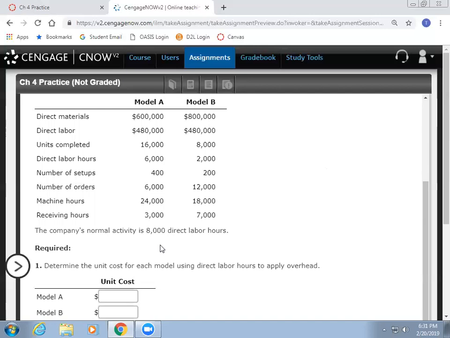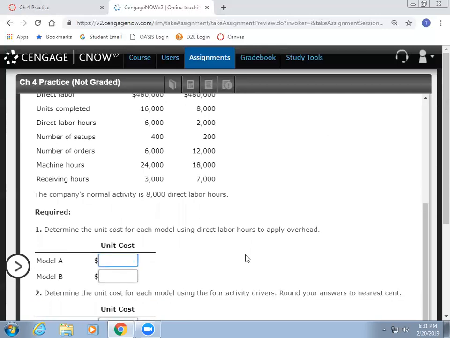Okay. So when we add all that up, we should get what, 2,640,000 divided by, we made 16,000 units. So total cost divided by 16,000 units. So model A costs $165 per unit using a predetermined activity rate to apply overhead.